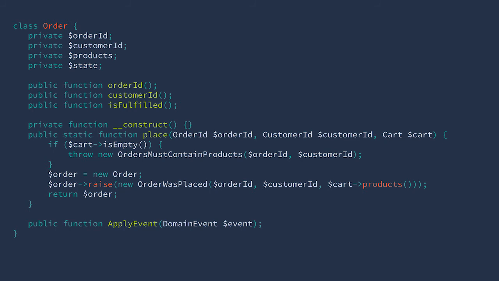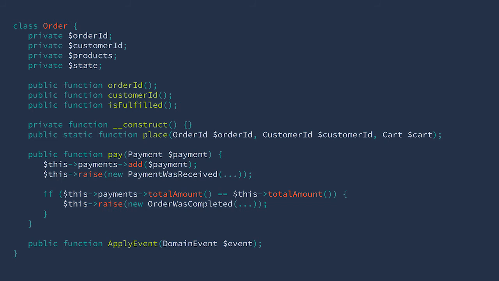All right, next invariant. Once an order is submitted, a customer can make payments until the order is complete. It may take many payments before the order is completed and sent off to the fulfillment department where the products will be shipped. In this case, we need to communicate with the object and tell it to make a payment. We'll create a method called pay that will accept a payment object. We'll add the payment object to the list of payments received in the order and raise the event payment was received. Now, we want to check to see if the payment total matches up to the total cost of the order. If it does, we raise the event order was completed.